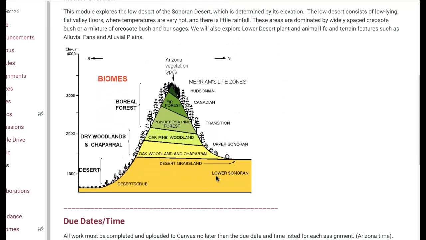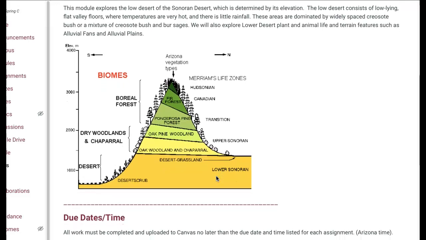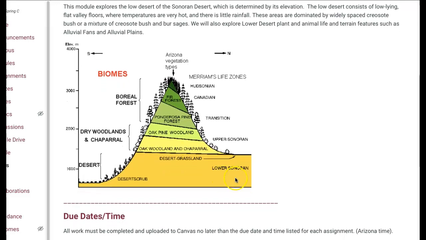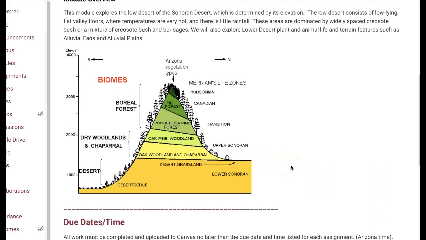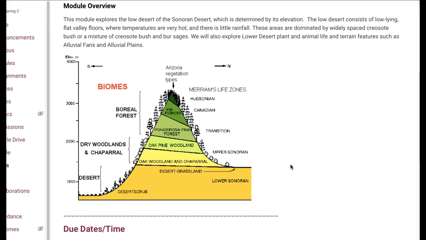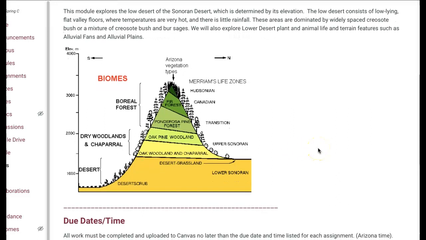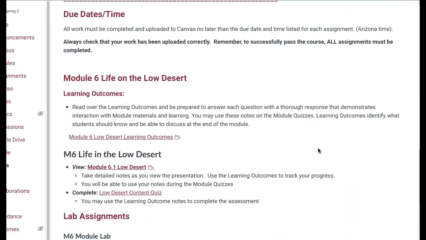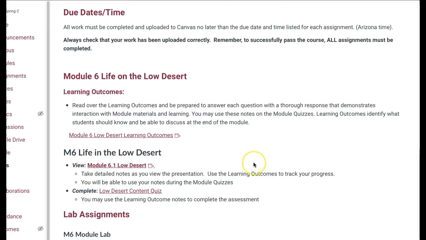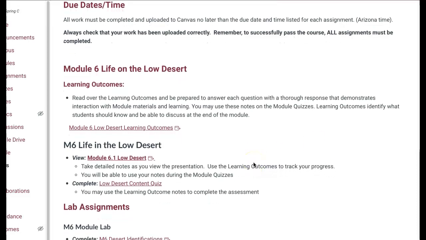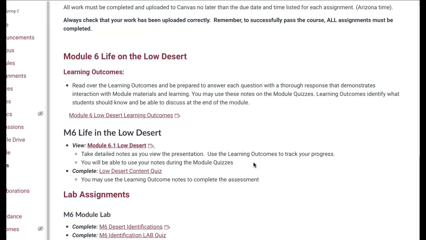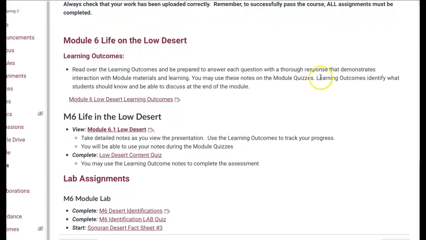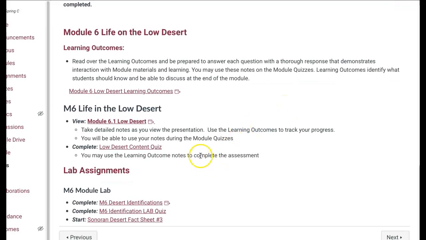So the low desert is really those low-lying flat valley floors where, as you may have hiked and experienced in Arizona, there's very little rainfall, the temperatures are very hot, and you're going to see a lot of creosote bushes, some burr sages, and we're going to also explore in this module a lot about alluvial fans. You're going to learn about scarification, why that is important in the desert. You're also going to explore a little bit more about bajadas, some really important features in the low desert, as well as the flora and fauna.